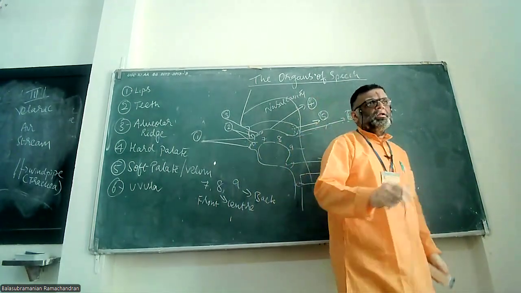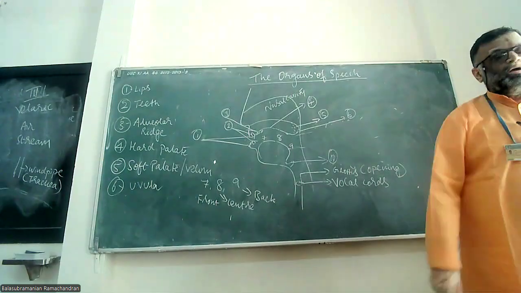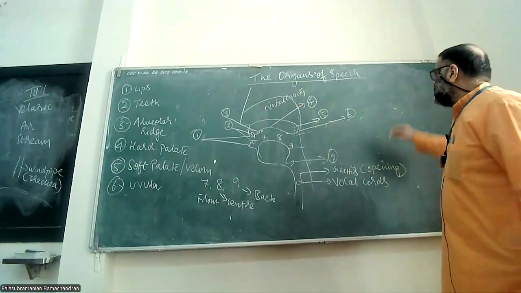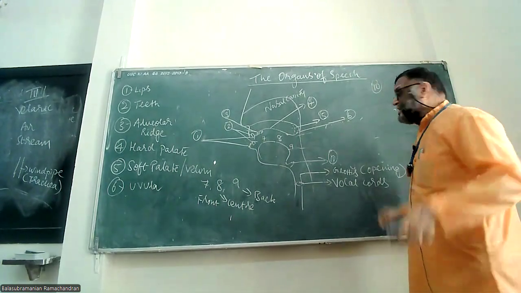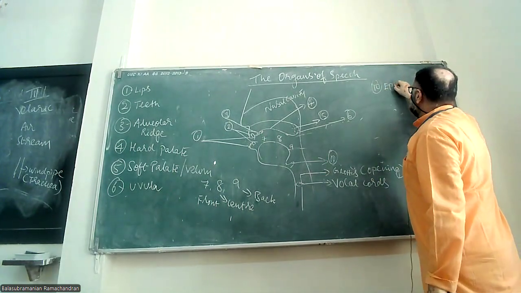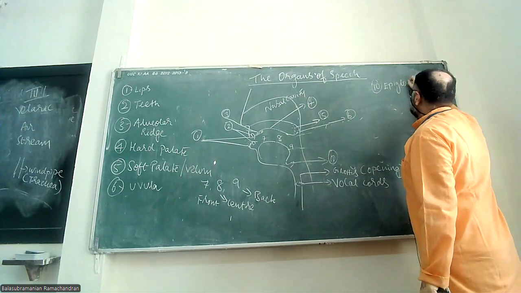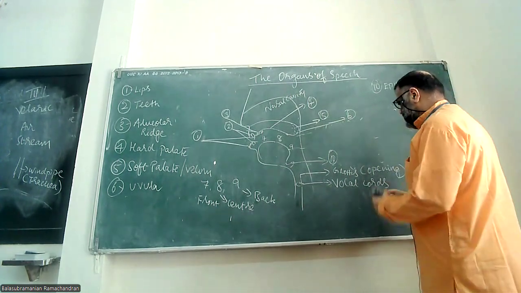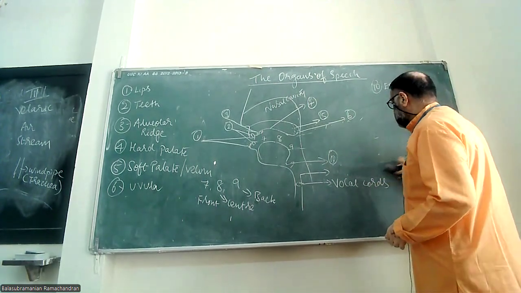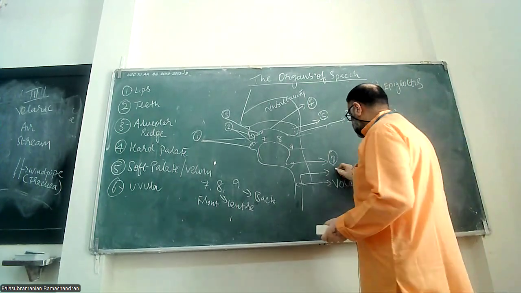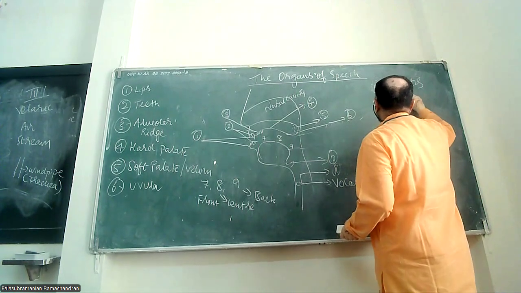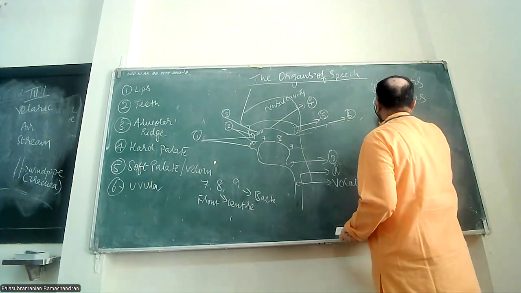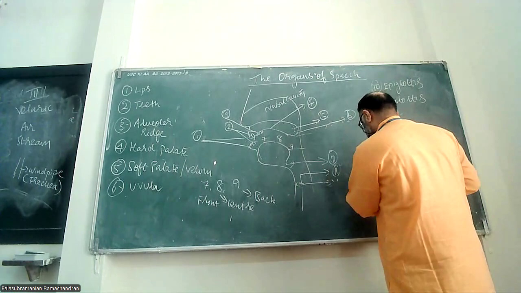10 is the epiglottis. Can I write it here? One second, I'm recording. 11 is the glottis, the opening between the vocal cords, and 12.